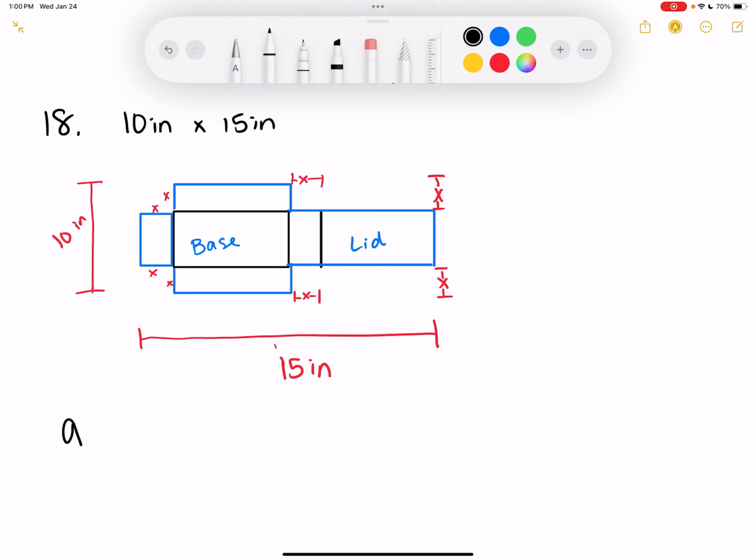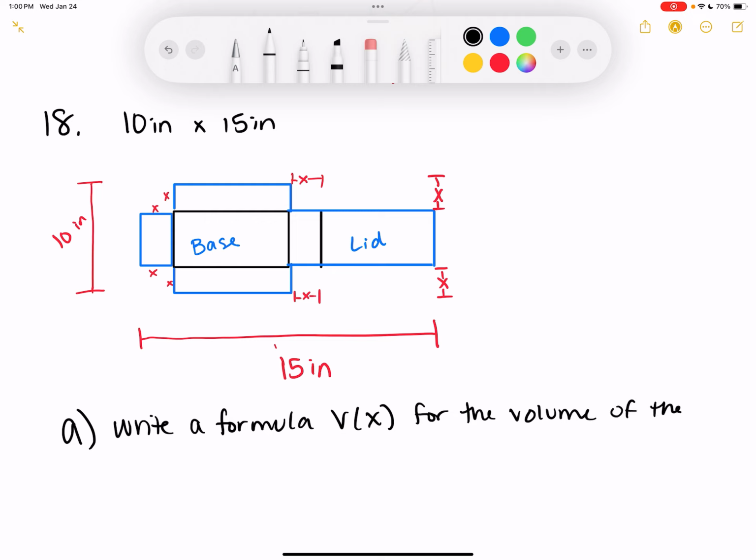So this is another multi-part question. We're not going to do part B, but we'll do C and D, along with A. Anyways, the first thing is going to be writing a formula V of X for the volume of the box.